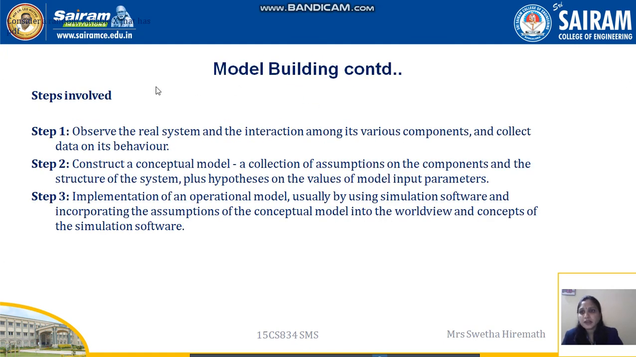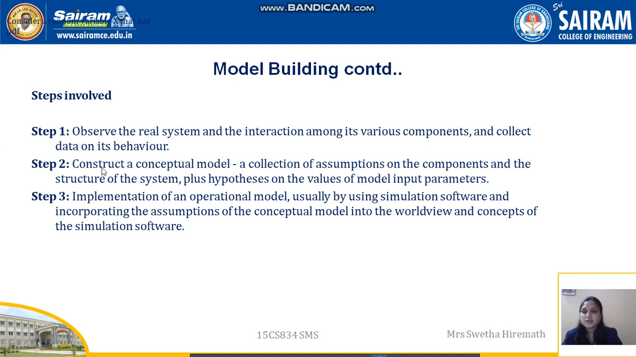So model building consists of the following steps. The first step is to observe the real system and the interaction among its various components and collect the data on its behavior. Whatever real system we are going to build a model for, the interactions among its various components have to be checked first, and we have to collect the data on how it is behaving, what the behavior of the actual system is. Based on that we can collect the data and implement it in our model.